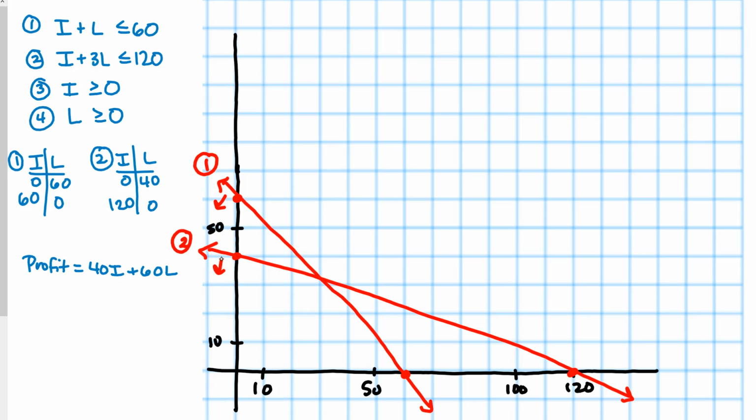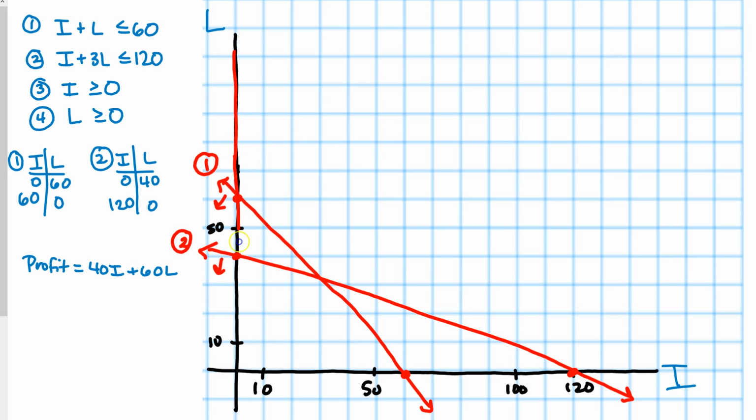Line 3 is the line I equals 0. And remember, I chose to use, well, I guess I didn't say, but I'm using I as my x-axis and L as my y-axis. So that means that the line I equals 0 is actually vertical.